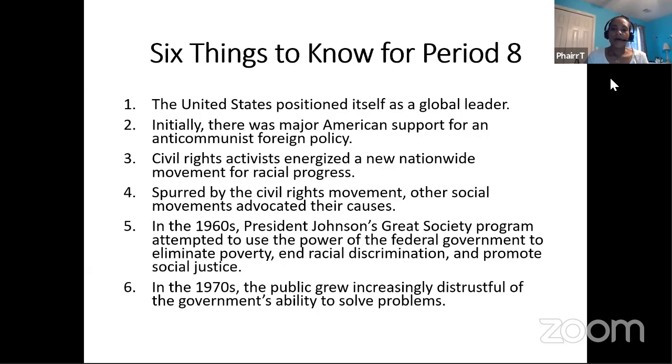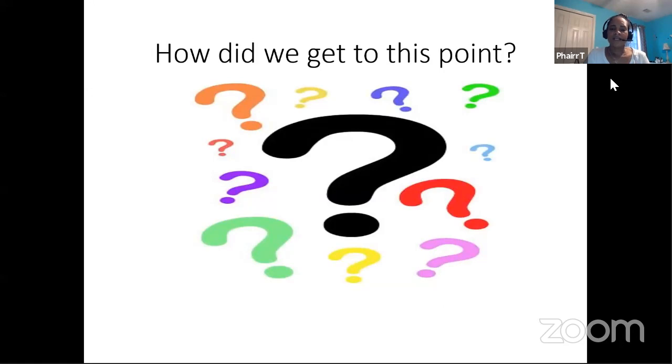So keep these in mind as you're going through period 8. While these are not all of the things that are going to be covered in period 8, we're going to cover even more than that, but these are the 6 major topics that you can expect to definitely see during that time. So the question is, how do we get to this point?